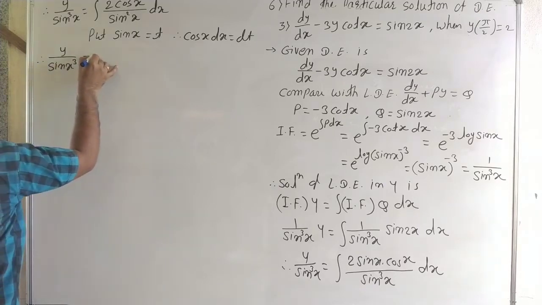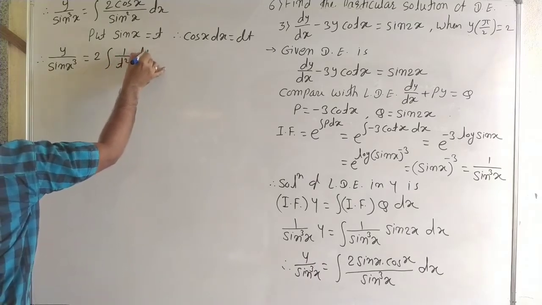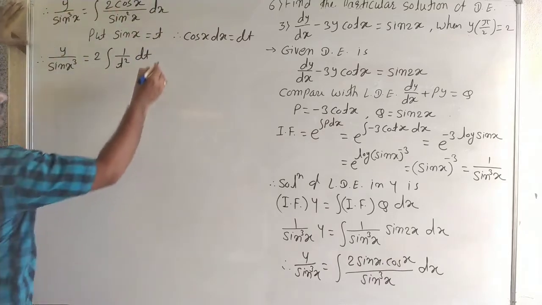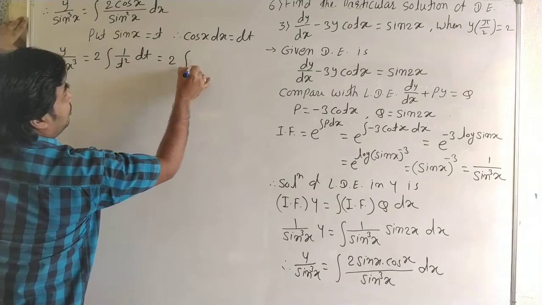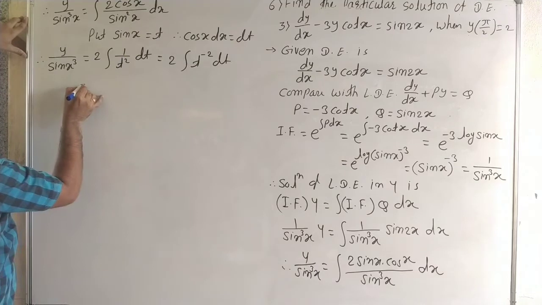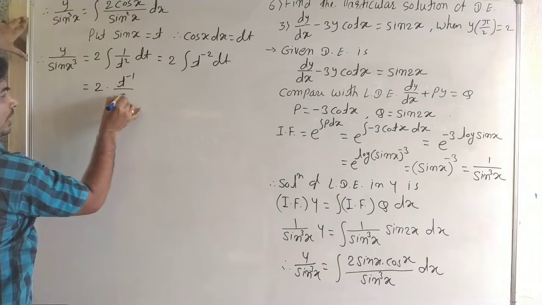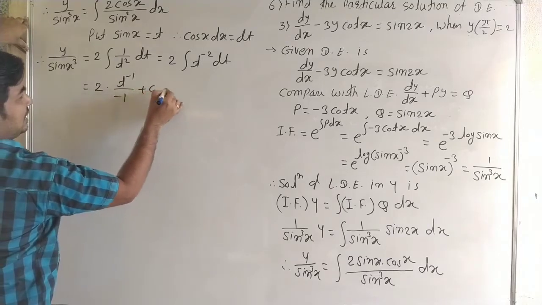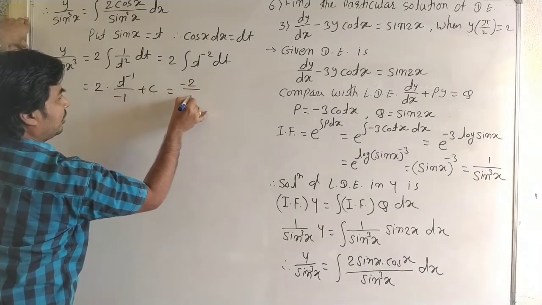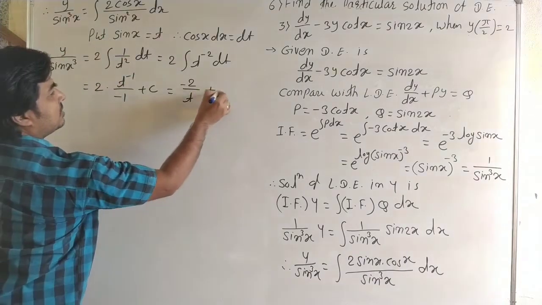Then our integral is y upon sin cube x is equal to 2 into the integral of 1 by t square with respect to t. It is 2 as it is, cos x dx is dt, and it is 1 by t square. Now 2 into the integral of t to the power minus 2 dt. Now the integral is 2 into t to the power minus 1 upon minus 1 plus c, and that is minus 2 upon t. See carefully, it is minus 2, and t to the power minus 1 is 1 by t, plus c.